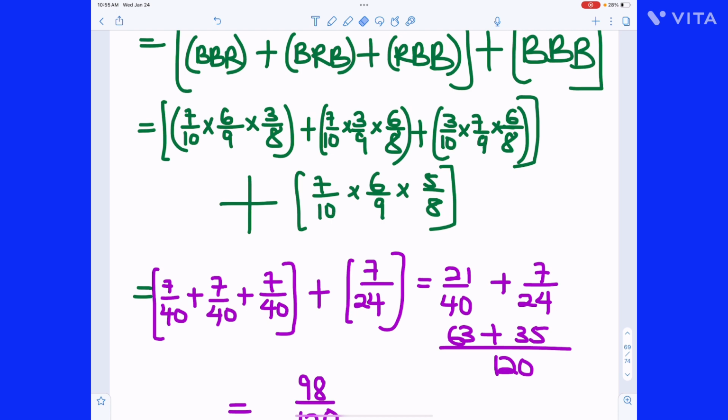Black the first time, black the second time, black the third time. That's 7 over 10. First is black. Reduce that to 6 over 9. Second is also black. Then 5 over 8.